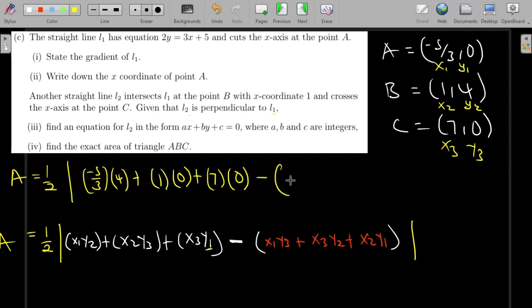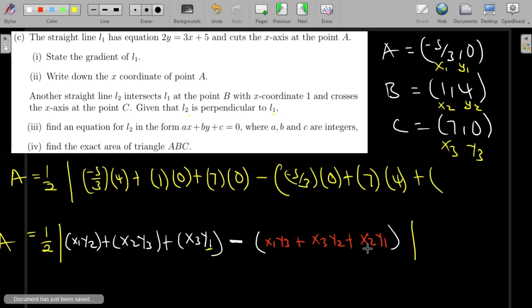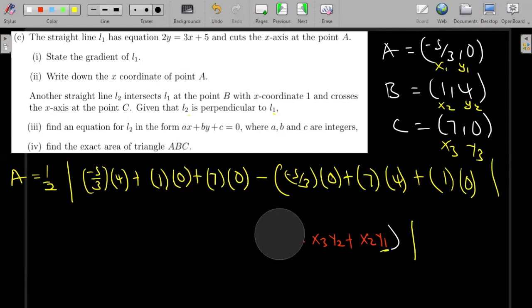Then in the brackets here, I have x1, which is minus 5 over 3. I'm multiplying it by what? y3, which is 0, plus x3, which is 7, multiplied by y2, which is 4, and then plus, what is the x2? x2 is 1, multiplied by y1, which is 0. So this is what I have, and then I say modulus. So this formula is very simple.